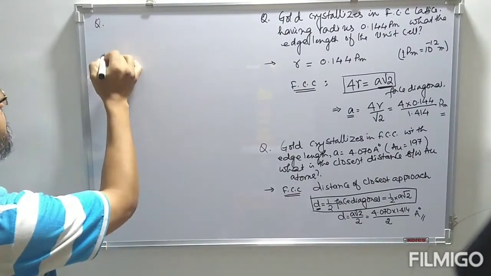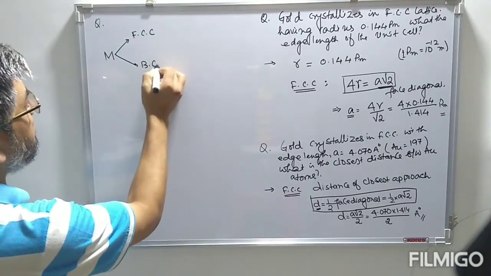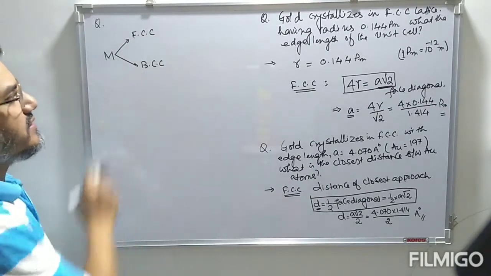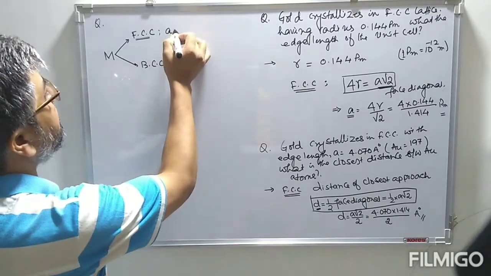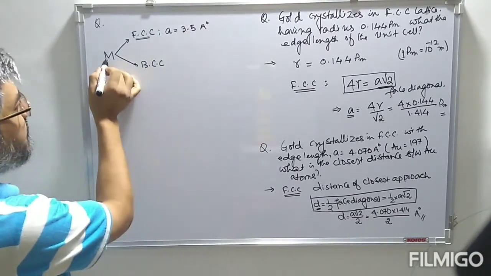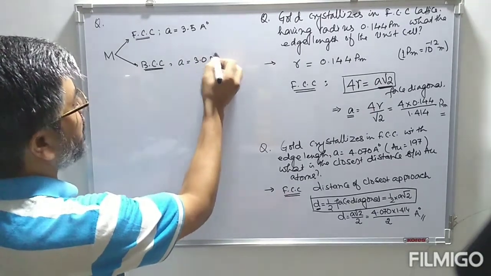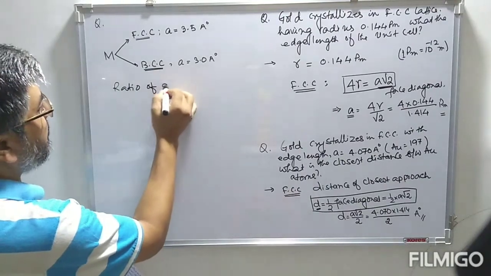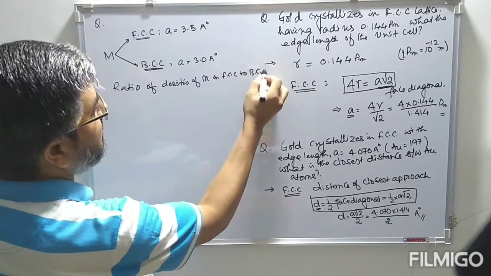Suppose we have a metal M. This metal M crystallizes in two cubic lattices, one is FCC lattice and the other one is BCC lattice. When this metal crystallizes in FCC lattice, the edge length of the unit cell is 3.5 angstrom, and when this same metal crystallizes in BCC lattice, the edge length is 3.0 angstrom. Then the question says calculate the ratio of densities of the metal in FCC to that of BCC.